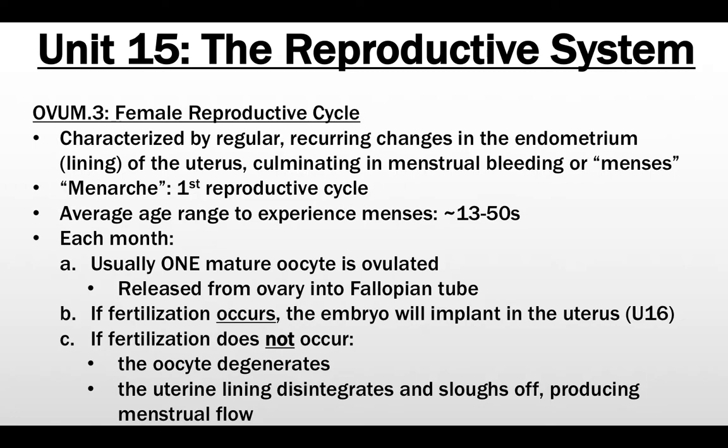Each month, usually one mature oocyte is ovulated from the ovaries and released into the fallopian tubes. If fertilization does occur, the embryo will implant in the uterus, and we zoom off to unit 16. If fertilization does not occur, then our oocyte has to break down and our uterine lining, our endometrium, has to disintegrate and slough off, producing a menstrual flow.